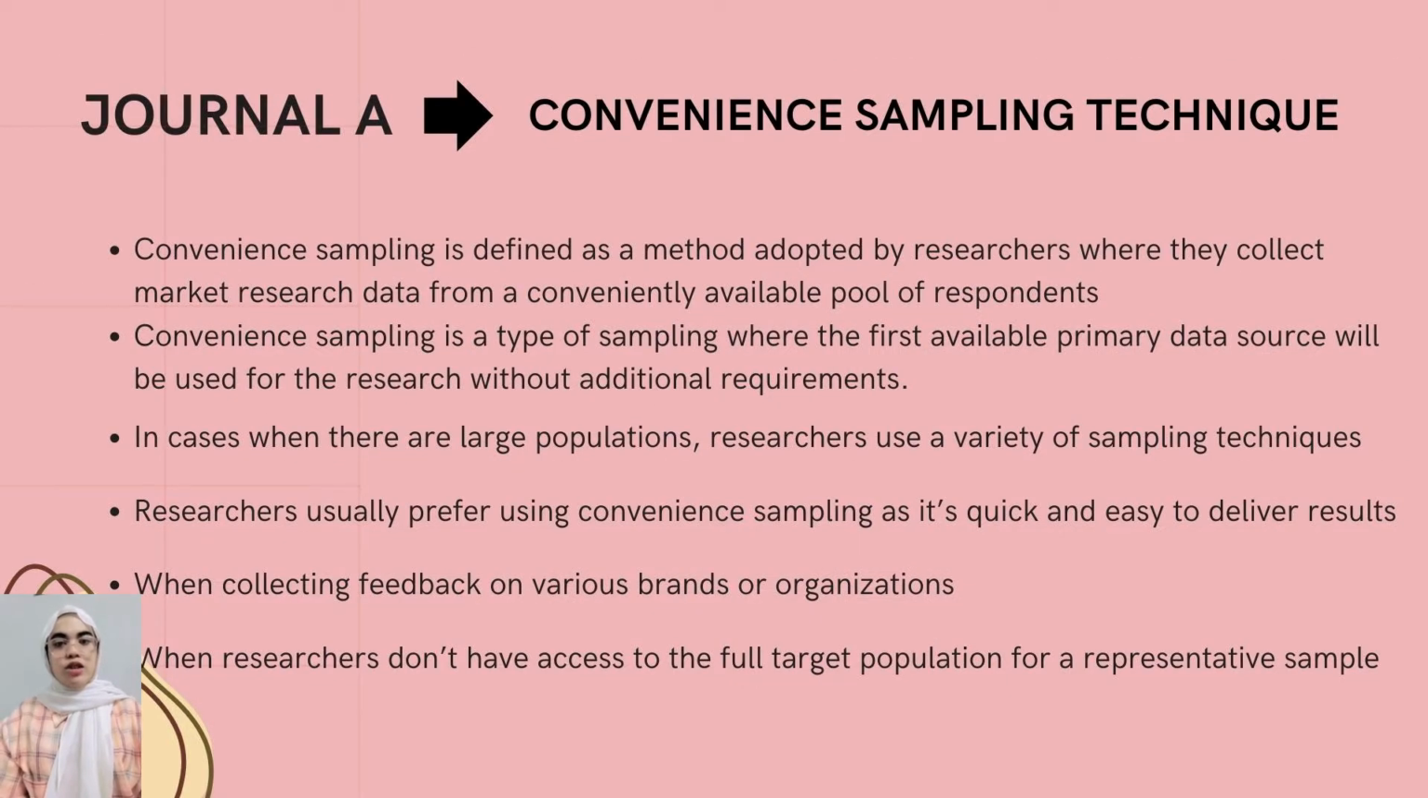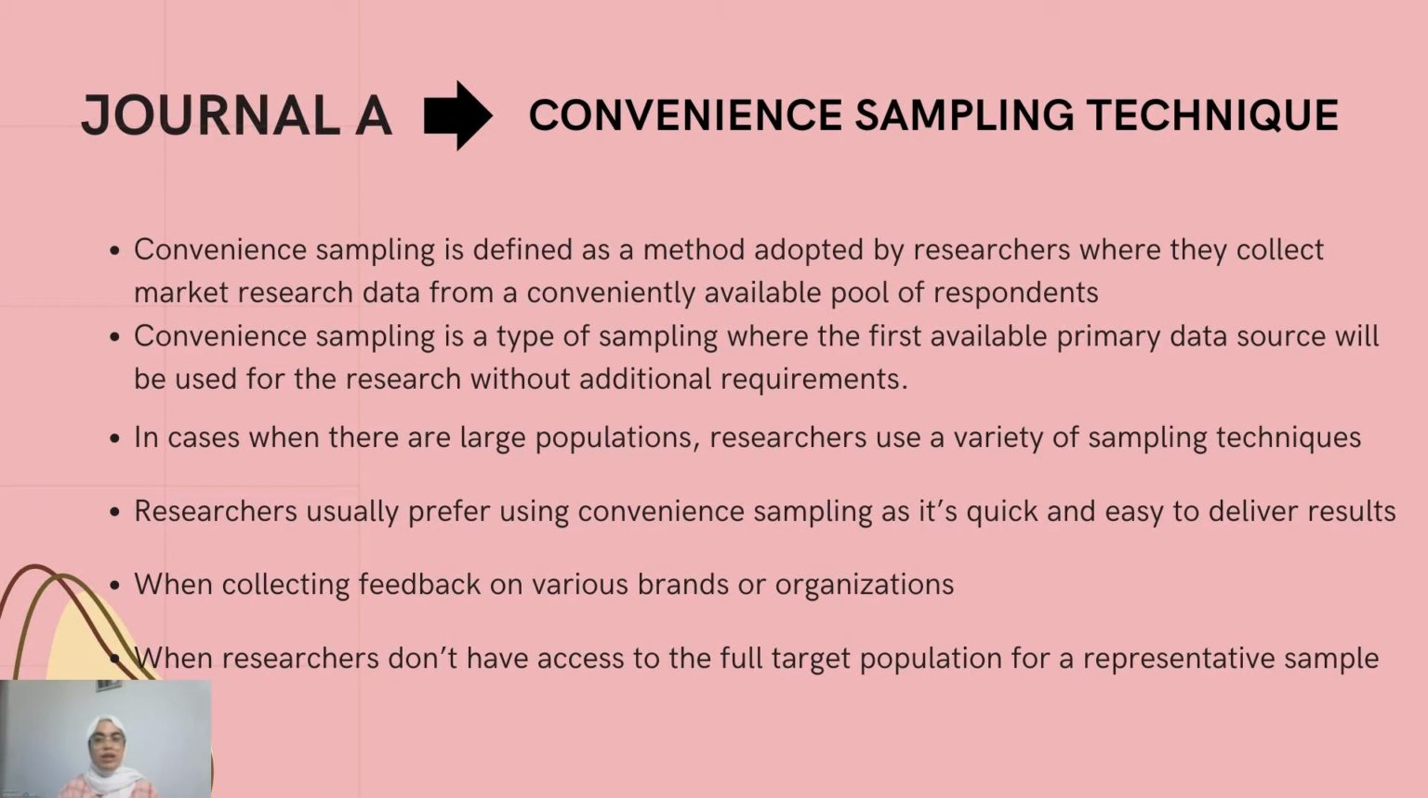Okay, next I will continue with Journal A, the Convenient Sampling Technique. What is the Convenient Sampling Technique? It is defined as a method adopted by researchers where they collect market research data from a conveniently available pool of respondents. Convenient sampling is a type of sampling where the first available primary data source will be used for the research without additional requirements. For your information, primary data is data which we get directly from the respondents.